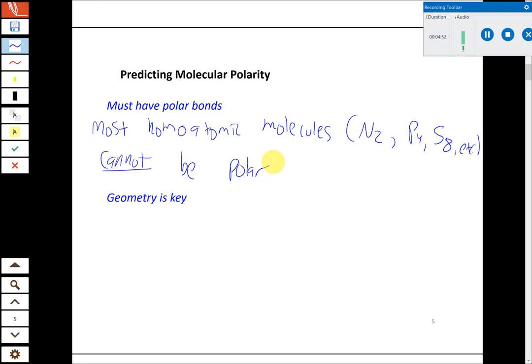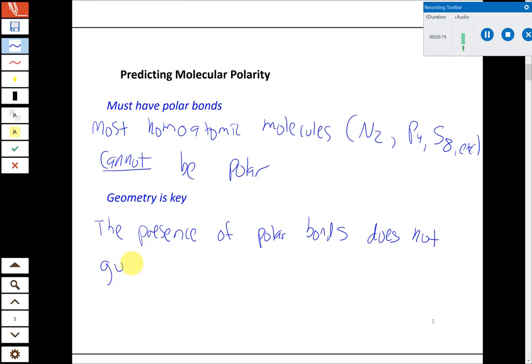So you also have to think about the geometry of the molecule. And basically what happens, and we're going to talk about this in more detail, is that the presence of polar bonds does not guarantee that the entire molecule will be polar. So it is possible, as we'll see, to have polar bonds, but to have a molecule that itself is not polar. And that's going to be determined by the geometry of the molecule.